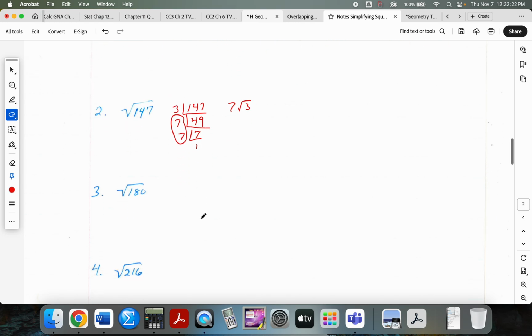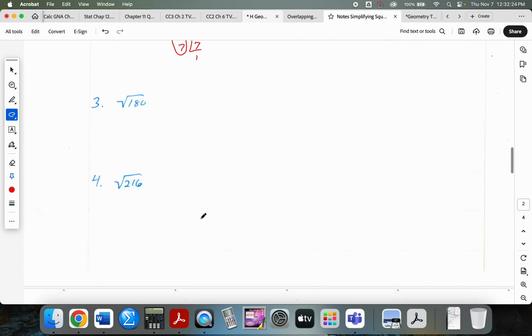I remember. All right. So the square root of 180. Can you think of a perfect square? 36. 36, nice. The square root of 36 times the square root of 5. So this is 6 square roots of 5.